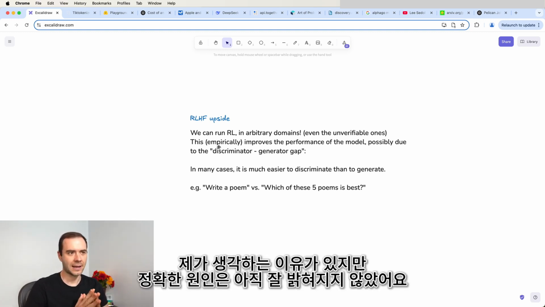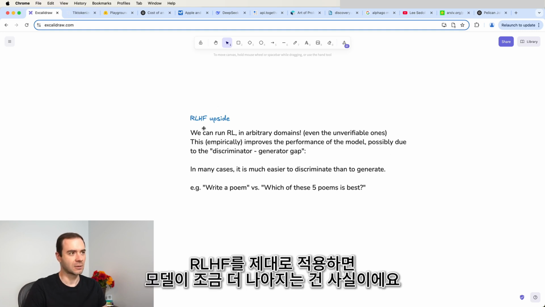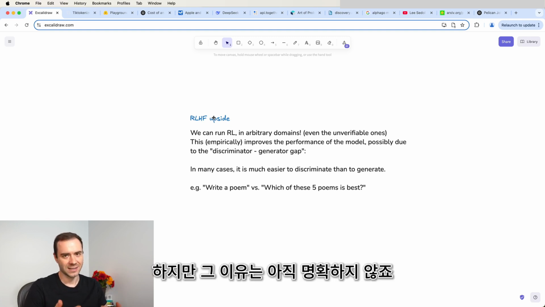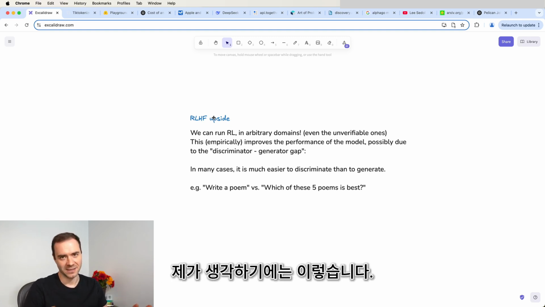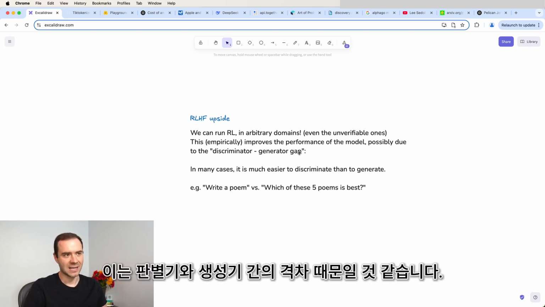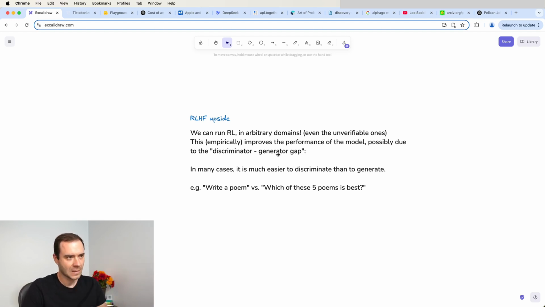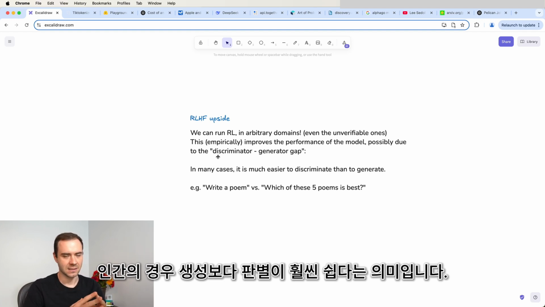And I have a top answer for why that might be, but I don't actually know that it is super well established why this is. You can empirically observe that when you do RLHF correctly, the models you get are just a little bit better. But as to why, I think that's not as clear. So here's my best guess. My best guess is that this is possibly mostly due to the discriminator-generator gap. What that means is that in many cases, it is significantly easier for humans to discriminate than to generate.